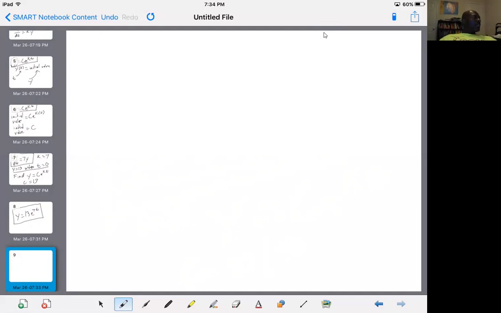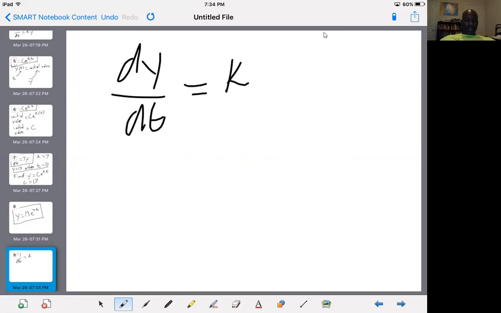So the problem says population y grows according to the equation dy by dt equals ky. So nothing overly creative about that. It's saying, hey guy, hey girl, this is an exponential growth differential equation going on. And then it says where k is a constant and t is measured in years.